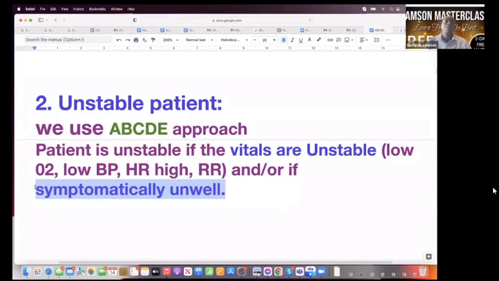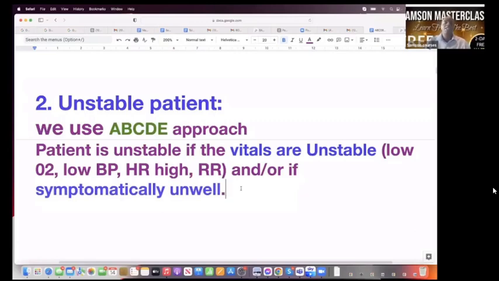Doctor, I can't breathe, please help me. Doctor, I'm dying, help me, please. So even if the blood pressure and heart rate are normal, I can tell that there's something wrong here. I need, of course, to use an ABCDE to assess this patient.